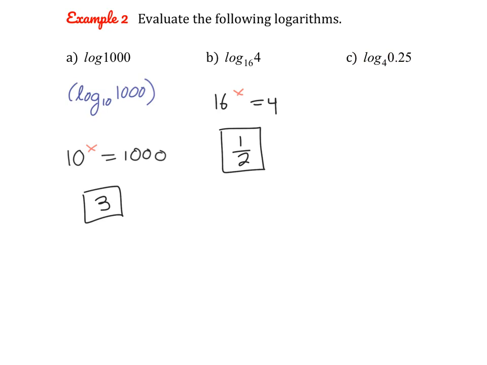Okay, for this last one, if you ever see something like this, log base 4 of 0.25, it might be useful to rewrite your decimal as a fraction. We know that 0.25 is 1/4. So now it might be a little bit easier for us to evaluate. We're saying 4 to what power is equal to 1/4. We know that negative exponents cause a reciprocal, so this x must equal -1.